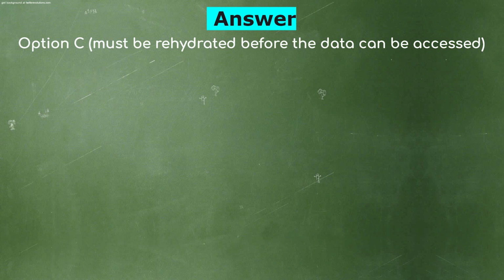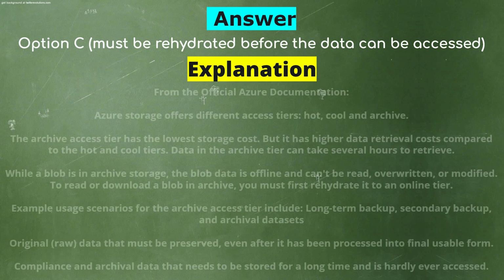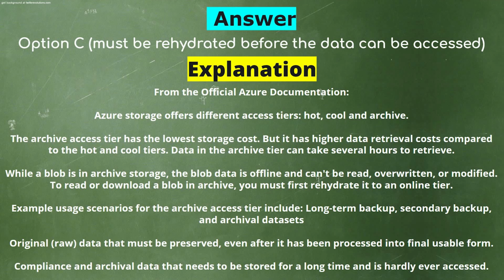Must be rehydrated before the data can be accessed. Explanation. Azure Storage offers different access tiers: hot, cool, and archive. The archive access tier has the lowest storage cost, but it has higher data retrieval cost compared to the hot and cool tiers. Data in the archive tier can take several hours to retrieve.